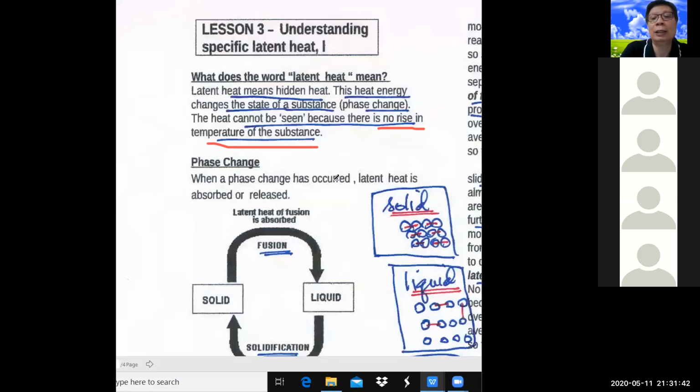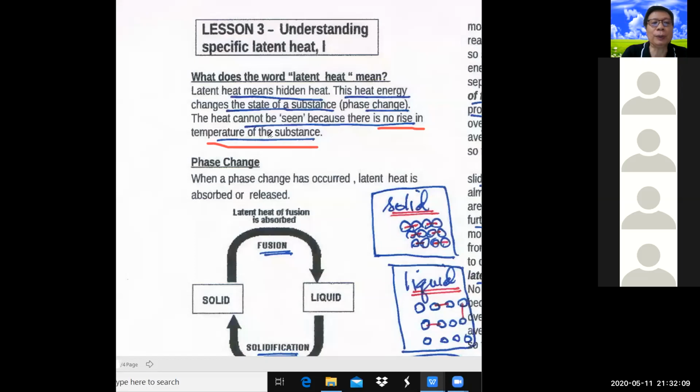When the ice cube changes to ice water, changing from solid to liquid, the temperature remains at 0 degrees. The ice is 0 degrees, the ice water is also 0 degrees. So there is no change in temperature. That's why you cannot see the change in temperature, and that's why the heat cannot be seen. That's why we say latent heat, hidden heat.